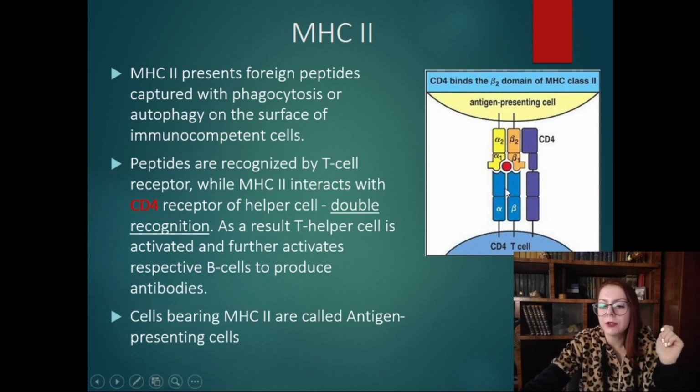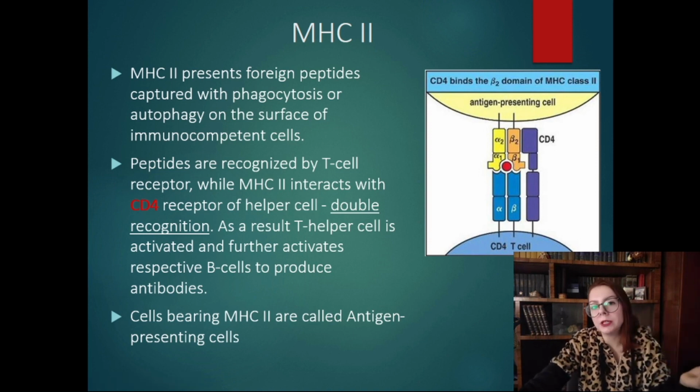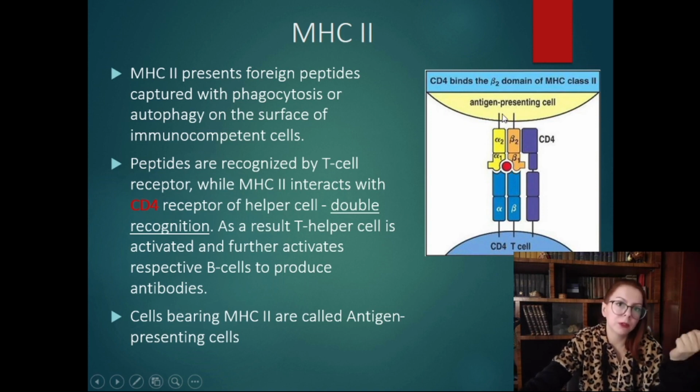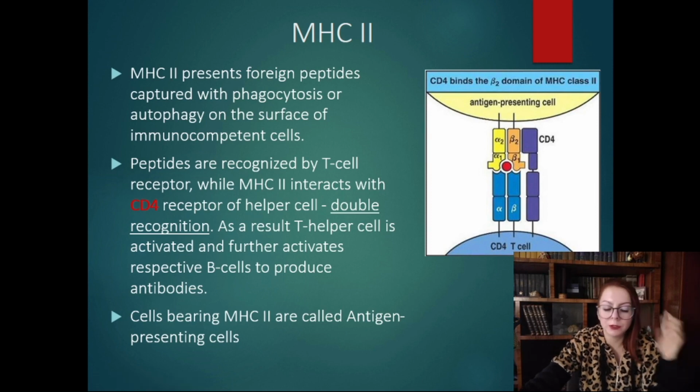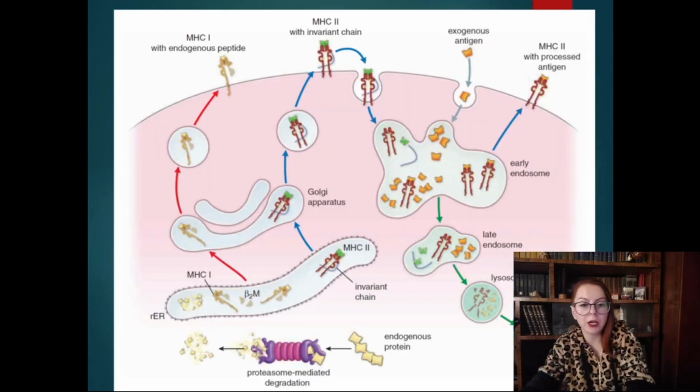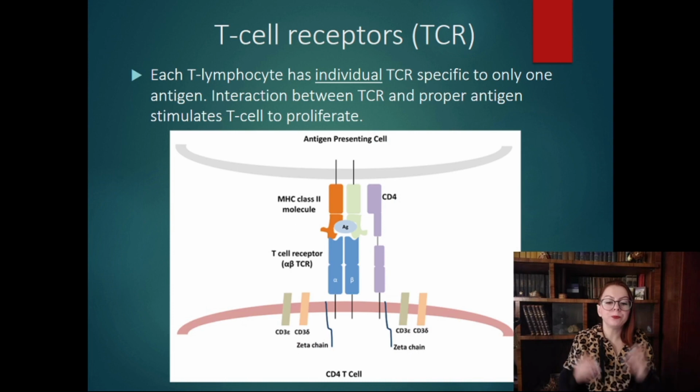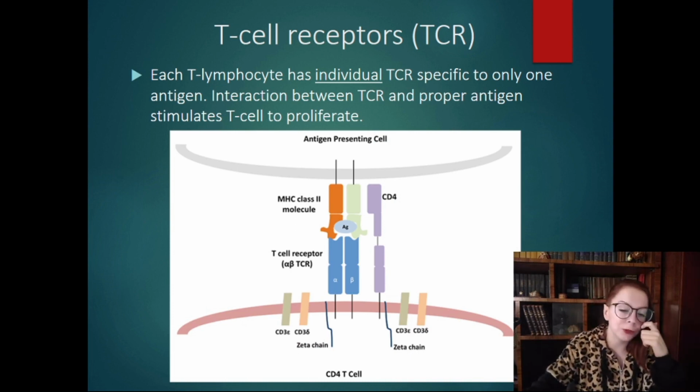T cells can't decide what antigen to fight against. To fight against any antigen, this antigen should be presented by the macrophages, dendritic cells, or B cells. This is what we have to comprehend. Let's move on. Now, as for the T cell receptor, what is it and what is its function?